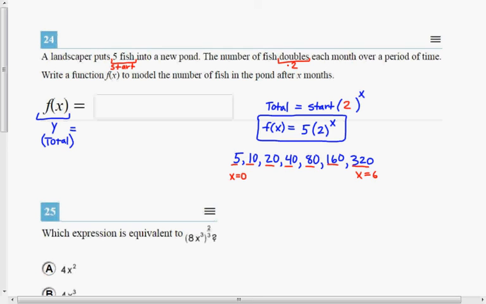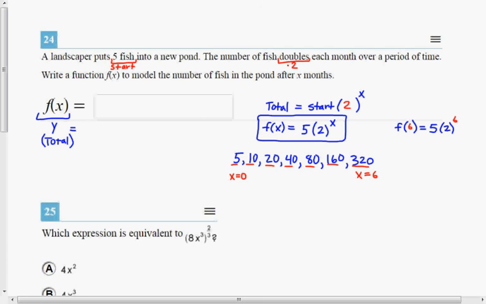So let's test this. I just listed out my sequence. Let's see if this equation actually results in the 6th month having a total of 320 fish. Well, let's see. F of 6 can be found by taking 5 and multiplying it by 2 to the 6th power. Multiplying it by 2 6 times. So let's check this out, because 320 fish after 6 months. So 5 times 2 to the 6th is 320.